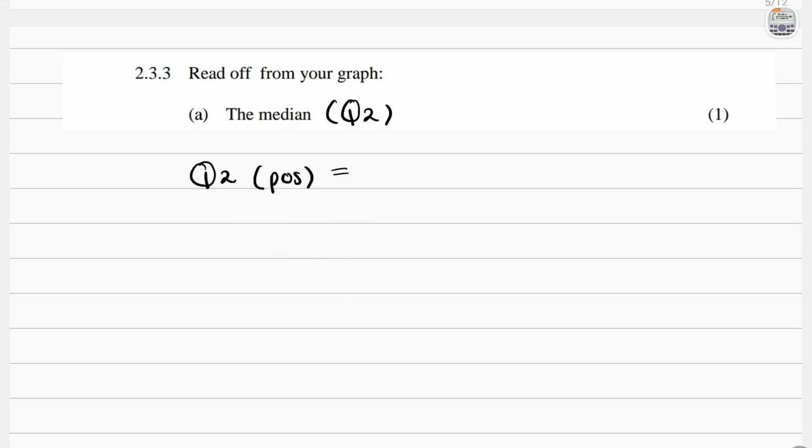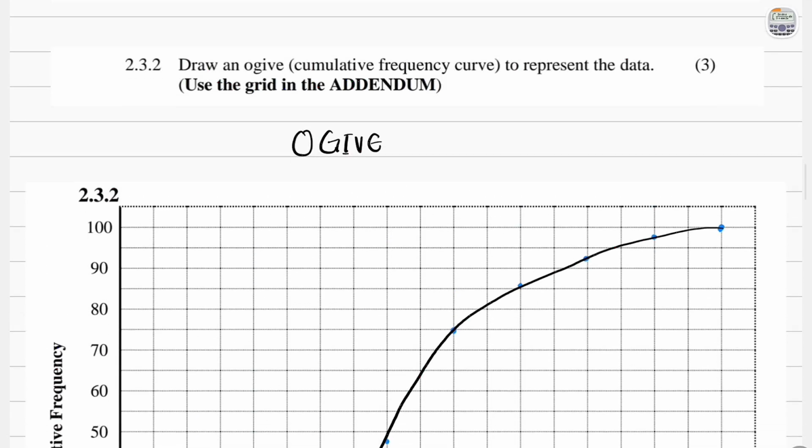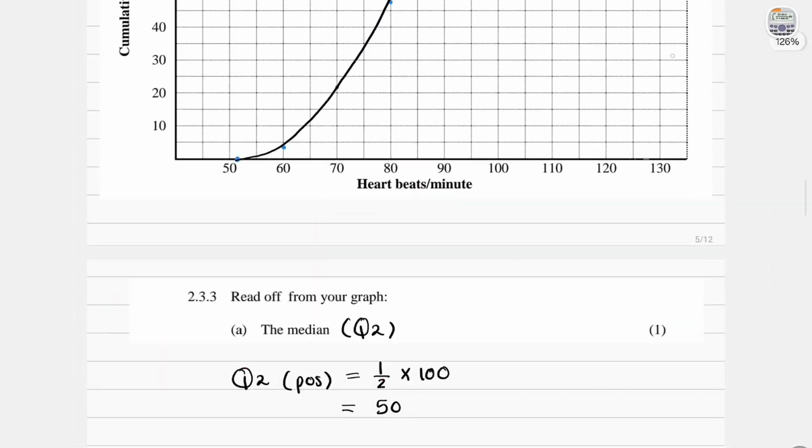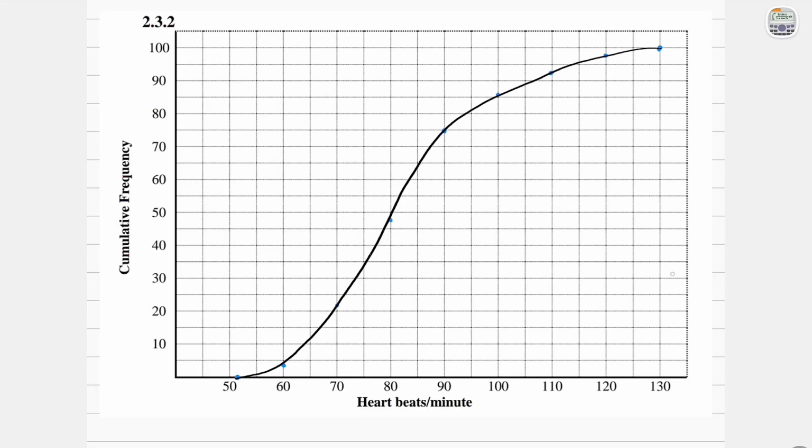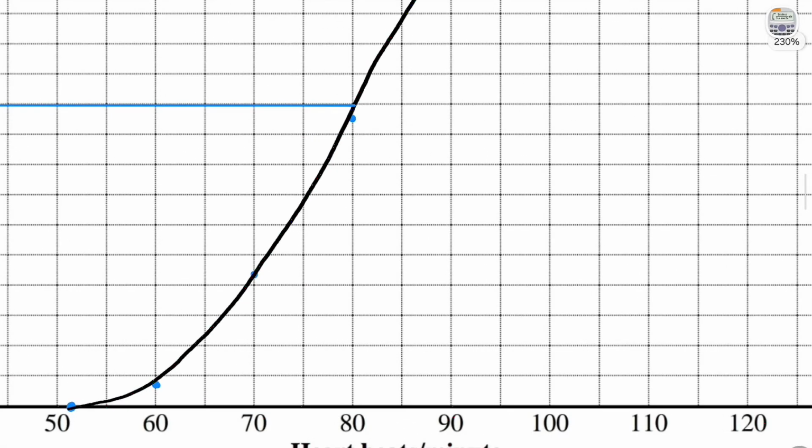So just Q2. Find the position first, and we find that by saying we will find this person at a half times the total of 100 people. So that would be 50. So Q2 is marked at the 50th person. So let's go ahead and find this. Because we know this is the 50th person, that is a cumulative frequency value. So we go to the cumulative frequency axis and mark 50, and then you're going to run to the ogive, and once you hit the ogive, you go down.